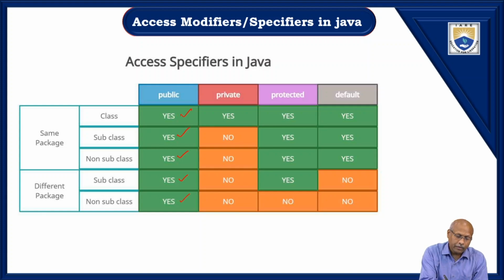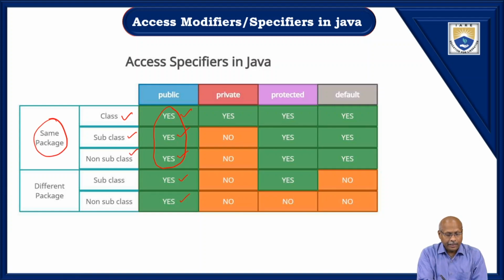So public category data can be accessed in the same package, in class, in subclass, in non-subclass, as long as you are in the same package. If it is a different package, you can access this public data in the subclass as well as in the non-subclass also. So that means public data I can access everywhere. There is no restriction. Whereas if it is private, I can access it in the same class only.